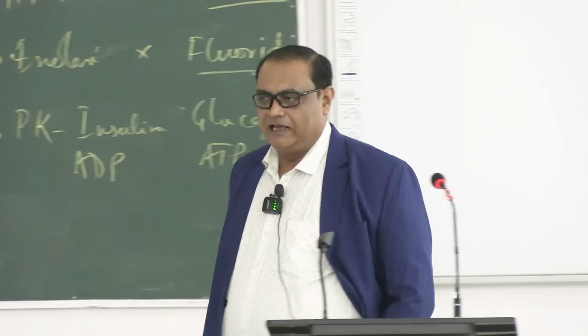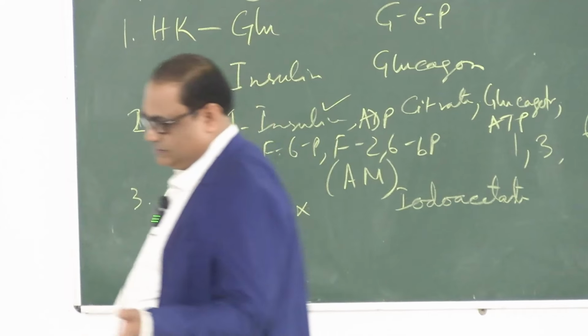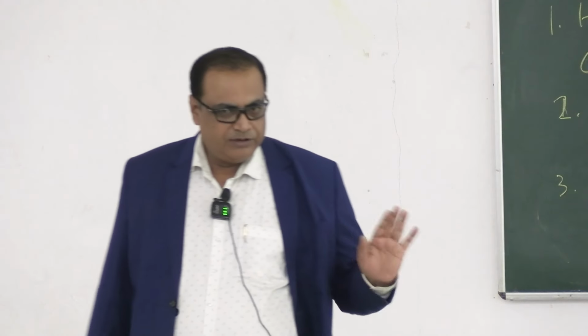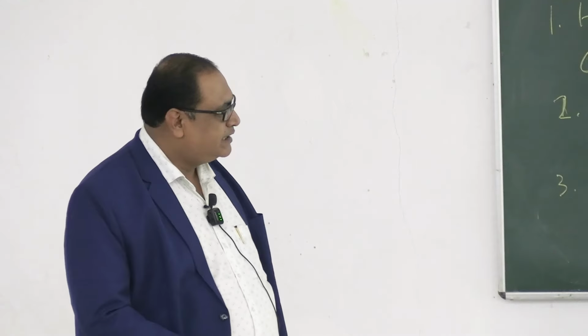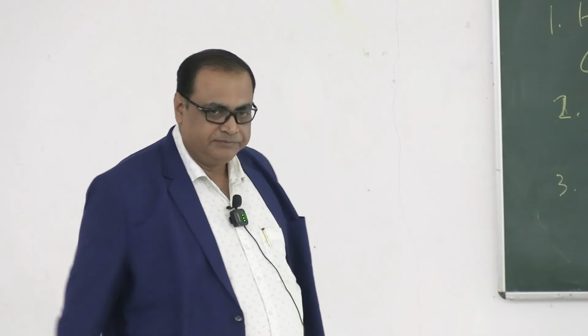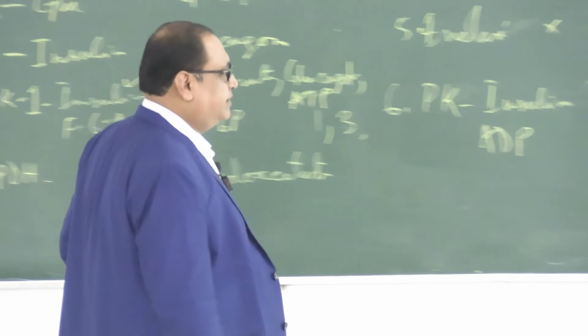So basically, the glycolysis is regulated by the ATP surge. If there is more ATP, glycolysis will be low. If there is less ATP, then it will be activated. Right? Control points 3.